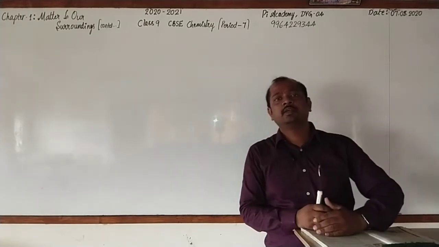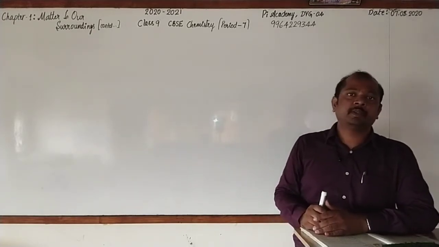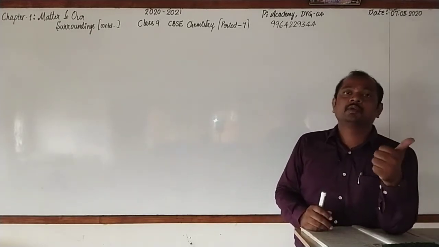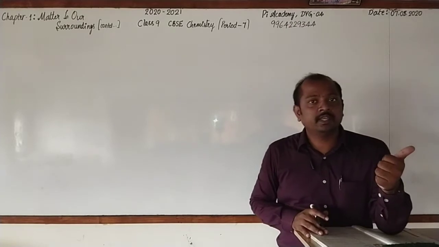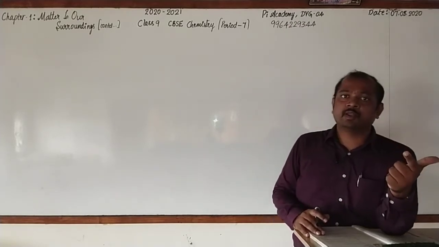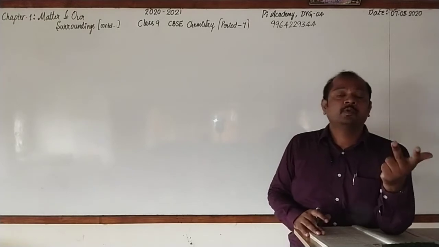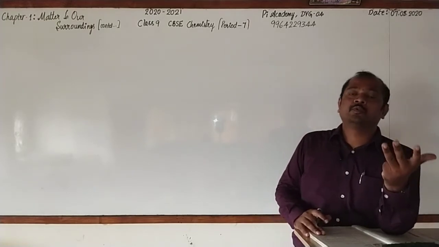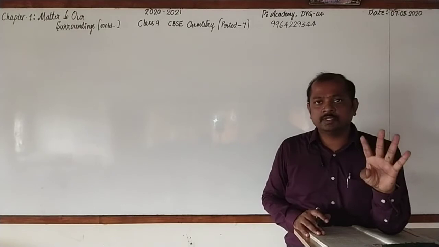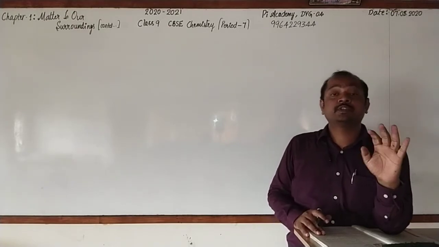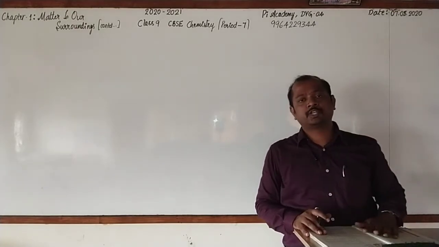Then what are the factors on which evaporation depends? Let's tell one by one. First one is surface area of the liquid. Second one, temperature of the liquid. Third one, wind speed. And fourth one is humidity. These are the four factors which affect evaporation.